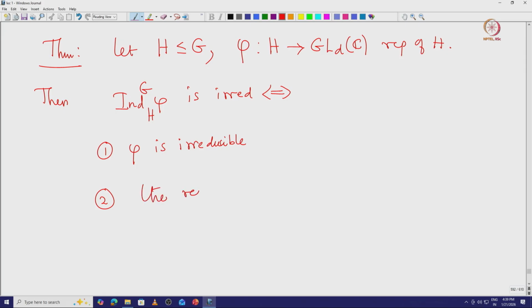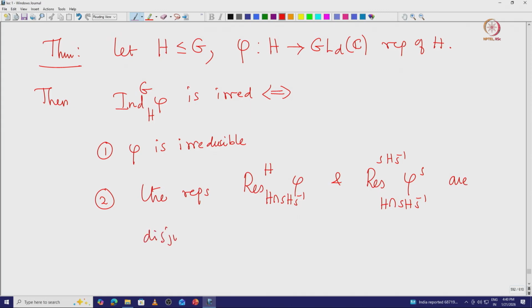So, the restriction of phi from H to H intersection sHs inverse, and the restriction of phi_s from sHs inverse to H intersection sHs inverse, we demand these representations to be disjoint, and this is true for all s not coming from capital H. Note that phi_s is nothing but phi of s inverse x s.